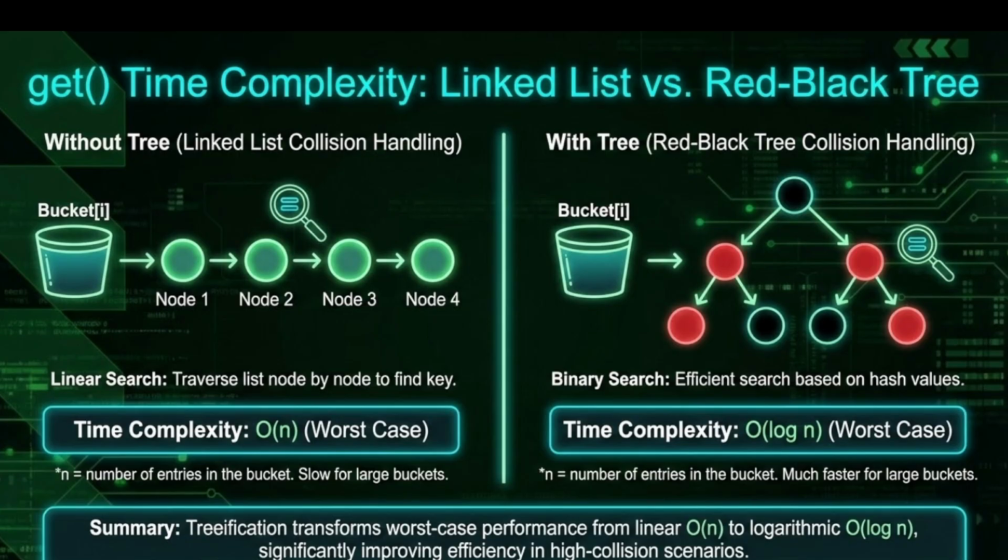The get time complexity: linked list versus red-black tree. The time complexity in the worst case is O(n). The time complexity of the red-black tree is O(log n). The one which we discussed earlier.